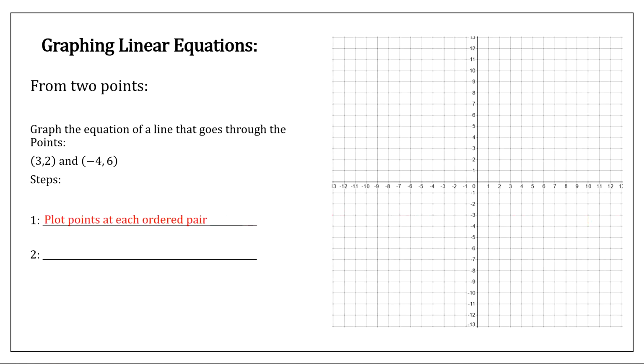So your first step is to plot each point, or plot points at each ordered pair. So we're going to put a point at 3, 2. We're going to put another point at negative 4, 6. And then the second step is just connect the dots. We're always trying to plot 2 points and then connecting the dots with a line. So that's what it would look like if we were graphing by 2 points. I'm sure it makes sense. I'm sure everybody has done this before and knows what we're working with.